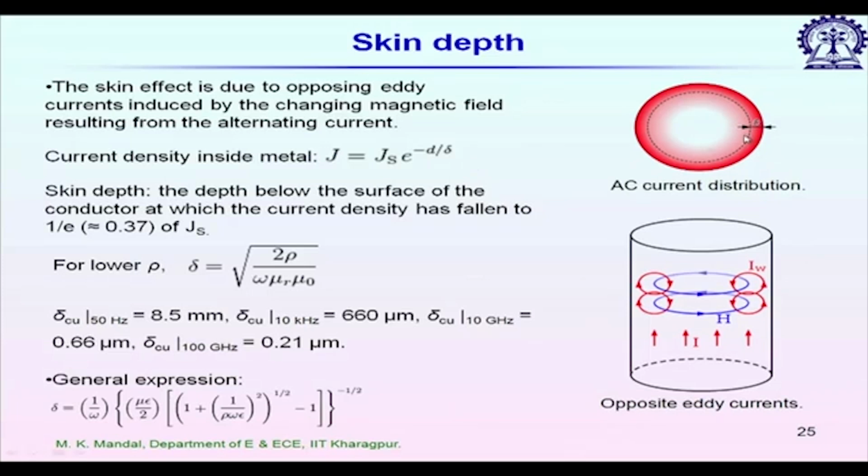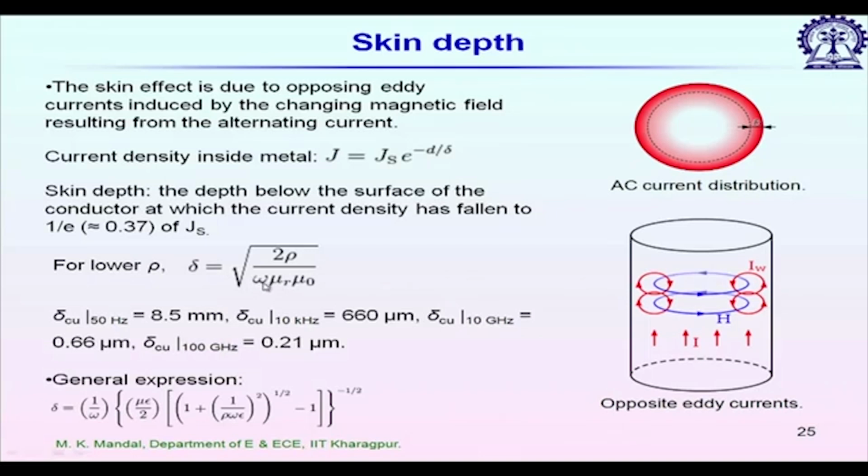So what is this delta? This is the skin depth. It is given by square root of twice rho divided by omega mu r into mu naught. Rho is the resistivity of this material. This is an approximate relationship and it holds good for metals or lower resistivity. You can replace rho by sigma, then it will be twice by omega sigma mu r mu naught. If I look at this expression, one important thing we observe is that it is a function of omega.